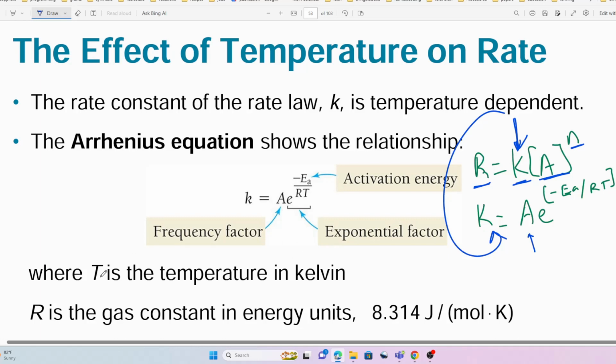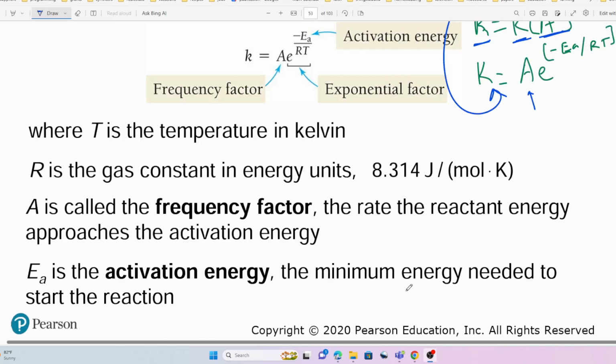But T is the temperature in Kelvin, and R is the gas constant in energy units, which we studied previously, 8.314 joules per mole Kelvin. A is an entity called the frequency factor. This is the rate the reactant energy approaches the activation energy, and we'll see an example of what that means in just a minute. Ea is the activation energy. This is the minimum energy needed to start the reaction, or to overcome the energy barrier to the reaction.